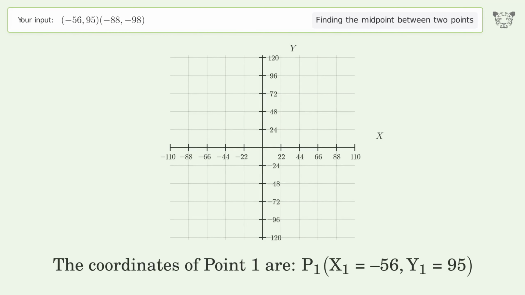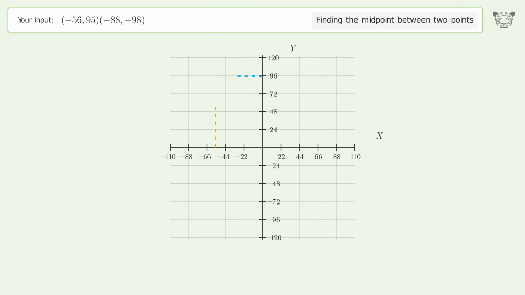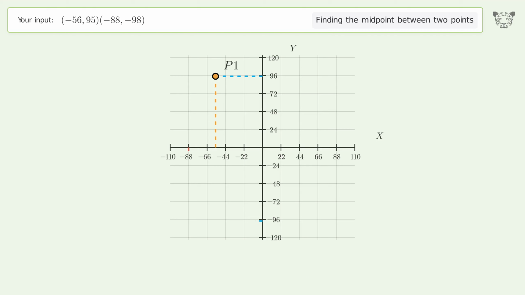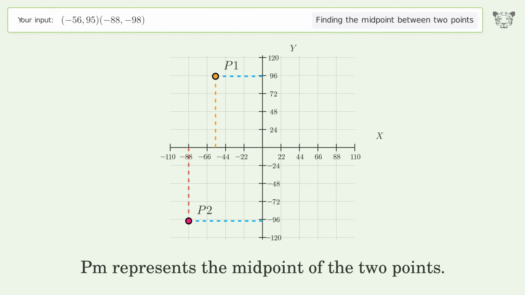The coordinates of point 1 are, x1 equals -56, y1 equals 95. The coordinates of point 2 are, x2 equals -88, y2 equals -98. PM represents the midpoint of the 2 points.